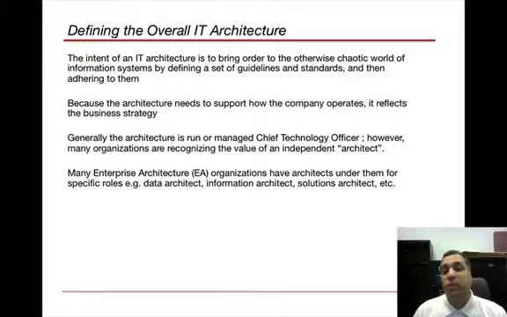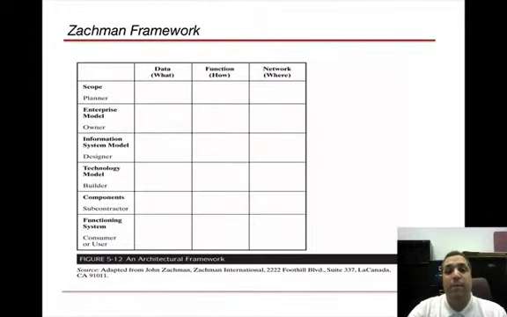Generally, architecture is run or managed by the Chief Technology Officer. However, there is value in having this independent architect. So you might see a group called the Enterprise Architecture Team, which actually has data architects, information architects, solution architects, various different architects, so they can work together by going to the business, finding out what's needed, and then understanding the technical ways that this can be done.